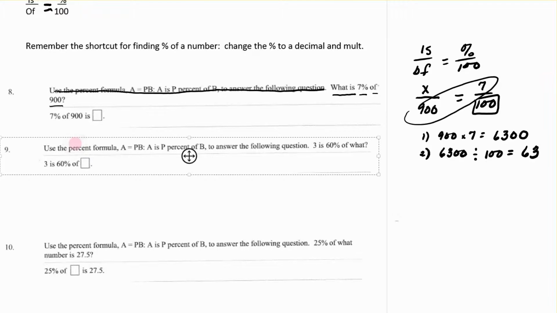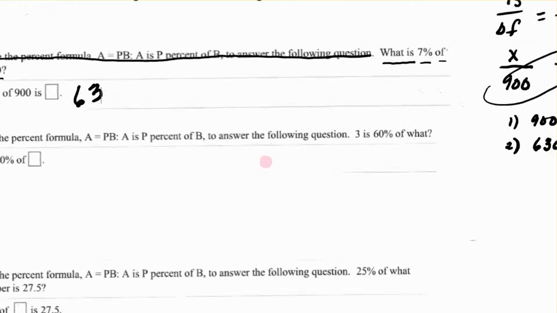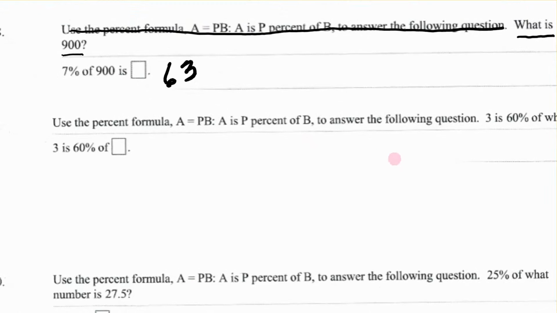So 7% of 900 is 63. Okay, let's do this next one.